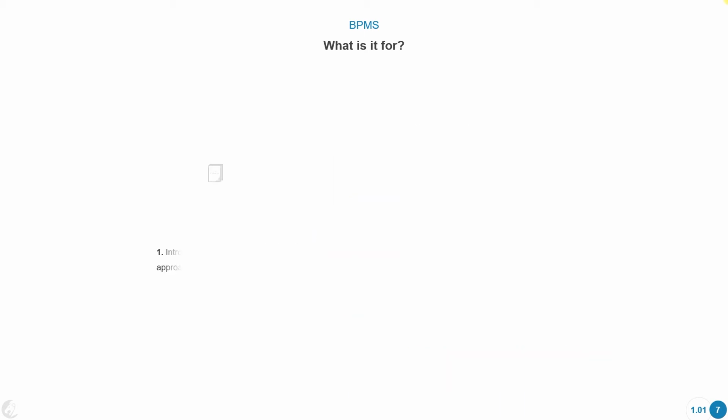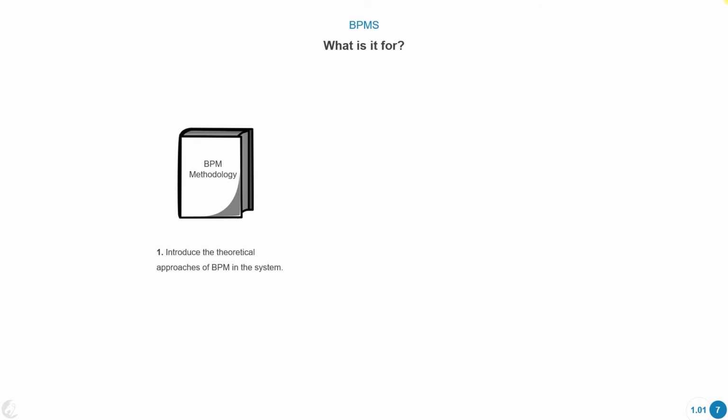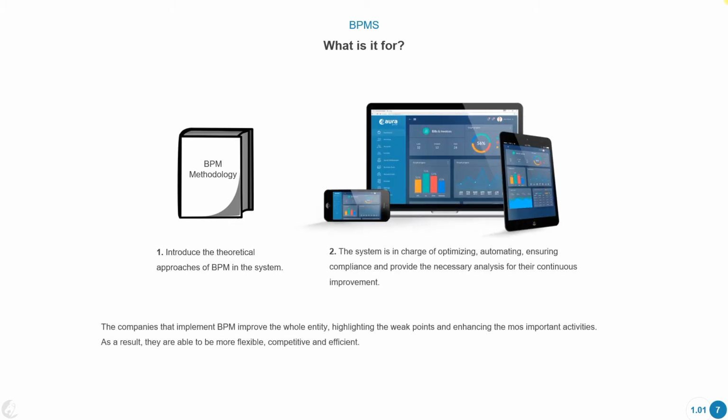Okay, so what are we going to do with the BPMS tool? Basically, we're going to introduce all the theoretical approaches of BPM into this BPMS system. Now the system is going to be in charge of optimizing, automating, ensuring compliance, and providing all the necessary analysis for the continuous improvement of the processes. So the companies that implement BPMS improve the whole entity, highlight weak points, and enhance the most important activities. As a result, they're able to be more flexible, more competitive, and more efficient. Okay, so here we've seen the difference in these three different approaches.